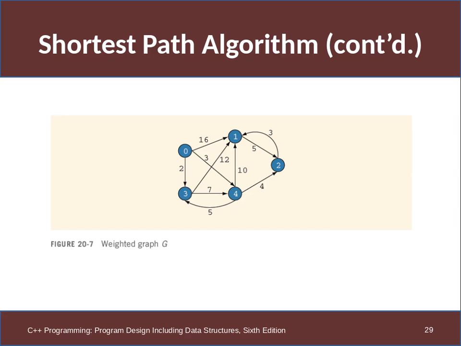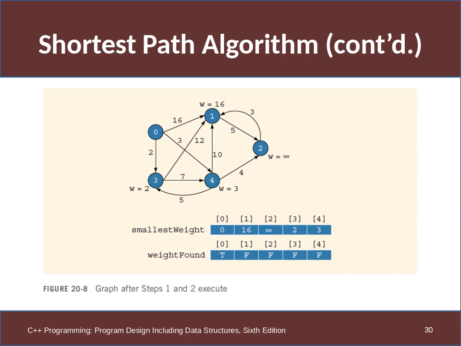So here's the graph. And we want to know what's the shortest path from 0 to some other value. The interesting thing about Dijkstra's algorithm is it gives you the shortest path from one node to every other node. So it's one to many. So how does this work?